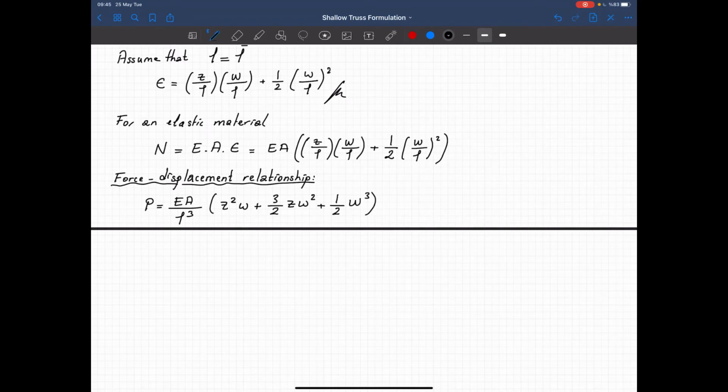Okay. Now, in order to calculate the stiffness matrix, remember that the stiffness matrix is actually the slope of the P delta curve. So we can say that KT, in that case the tangent stiffness, is equal to dP over dW.